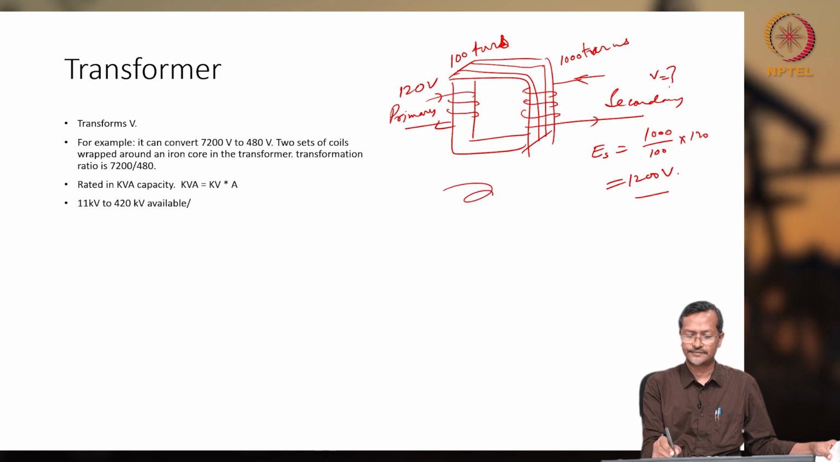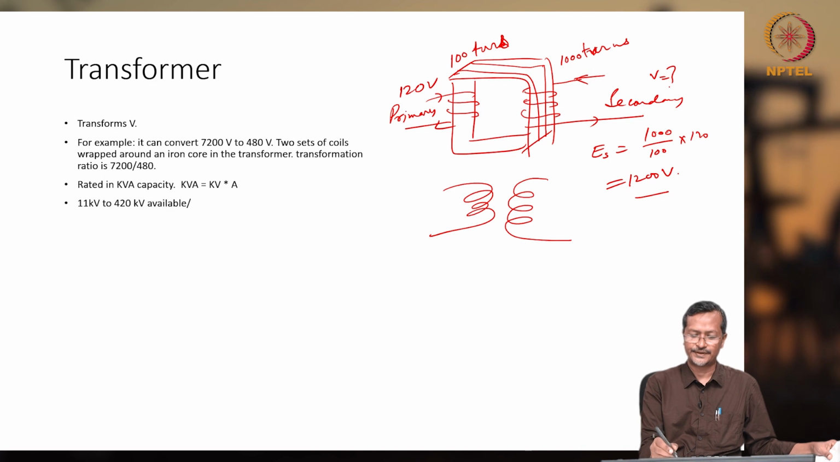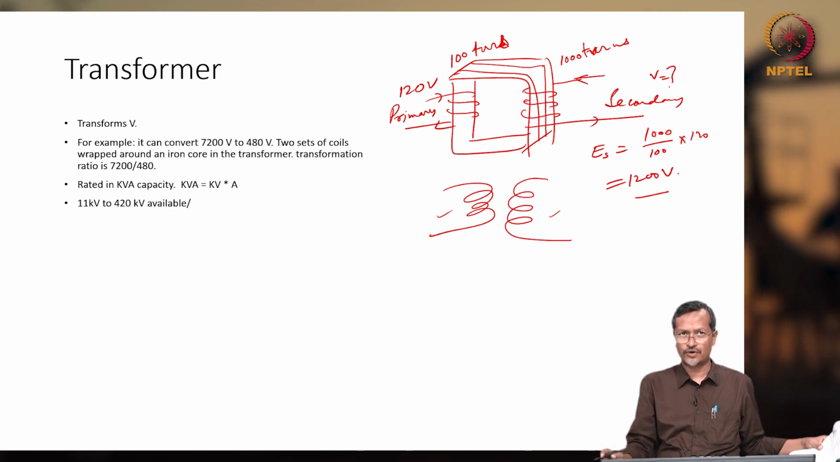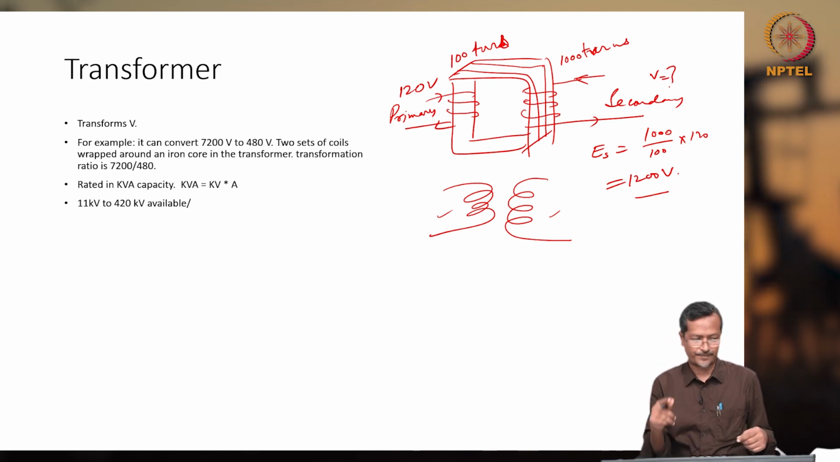So, the normal notation will be like this. You have to draw properly actually. Okay. This is primary, this is secondary. Instead of that central core, we do not draw it many times, so we use only this circular shape.